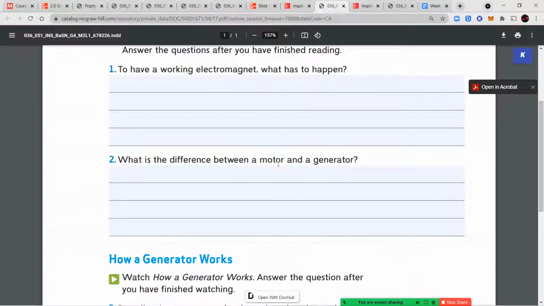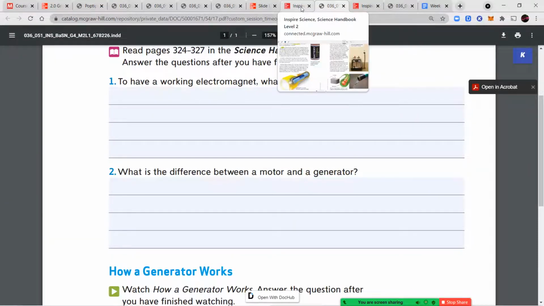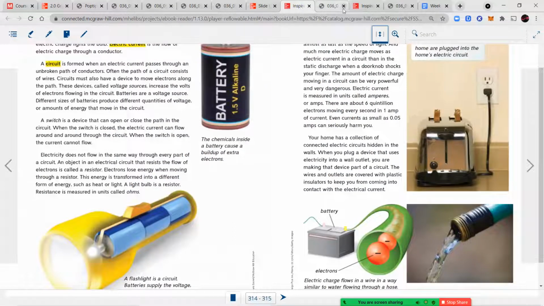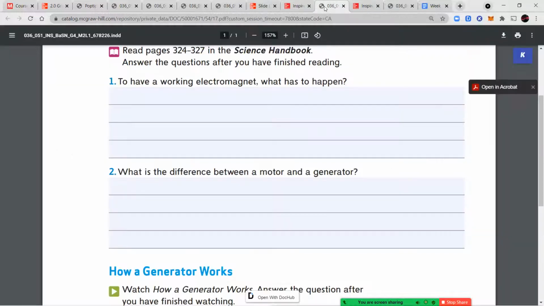Now let's go ahead and finish up these questions. To have a working electromagnet, what has to happen? So go back to the text. Take a look at the section on electromagnets and what you need to go ahead and answer that question.